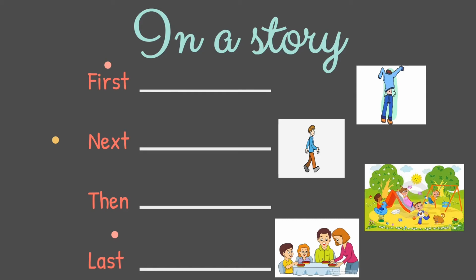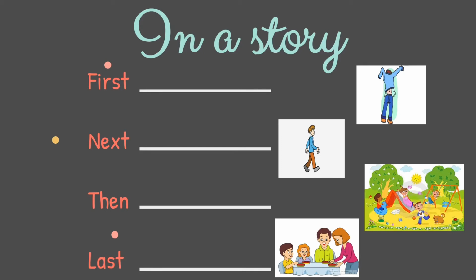If we look at this sequence on our slide, first we would see the little boy getting dressed. Next, he is walking to go outside. Then he played with his friends at the park. Last, he came back home and had dinner with his family.